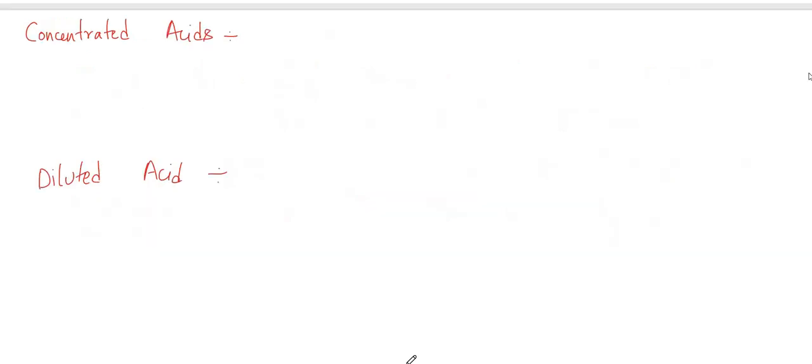Whenever you go to a chemistry lab, on the bottle you will get a marking of whether an acid is concentrated or diluted. So what do these terms mean? What is a concentrated acid and what is a diluted acid? What is the basic difference between them? All acids contain some amount of water in them. Without water, they will not ionize to give H plus and they will not show any acidic behavior. So in every acid there is an amount of water present in it.